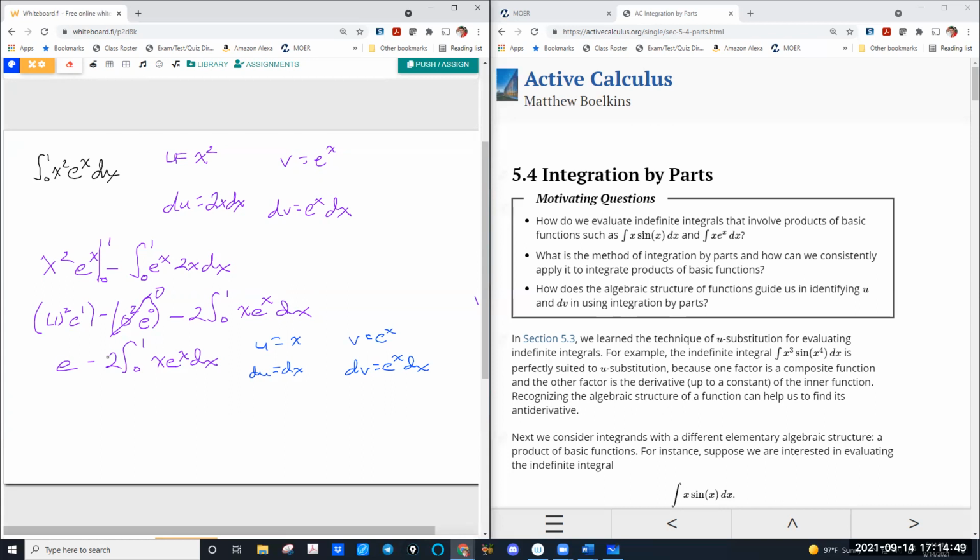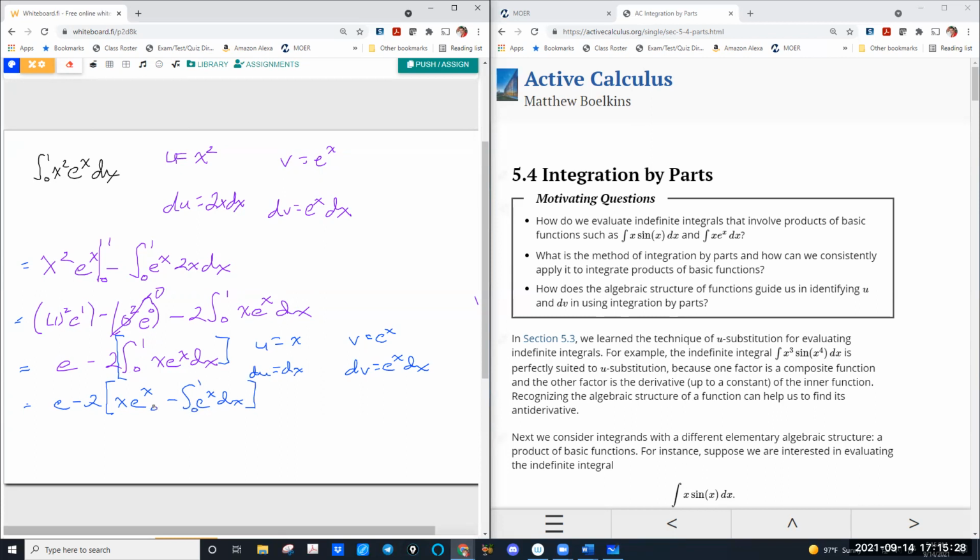Now here's where bookkeeping comes in. Let's throw some equals on those. So we have e minus 2. I like using brackets just to kind of remind myself. This minus 2 is going to apply to what I'm doing in here, okay? So I've got uv, which will be x e to the x minus the integral of v du, e to the x dx. Close that bracket. This is a definite integral from 0 to 1.